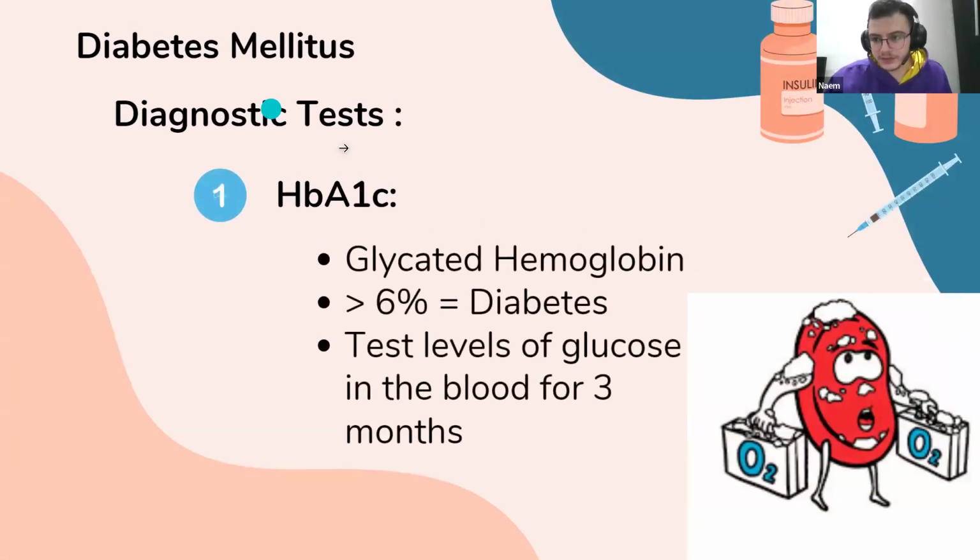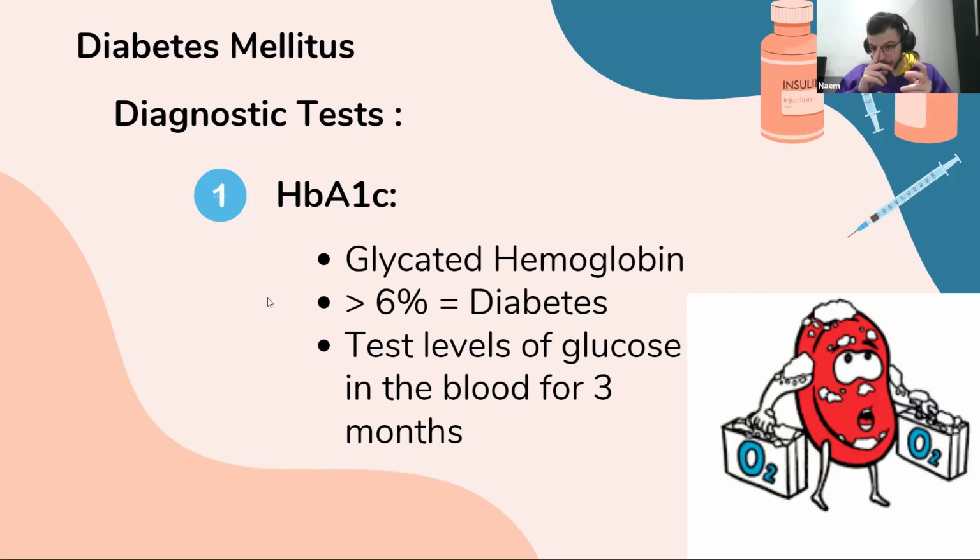Okay, so now let's talk about some diagnostic tests regarding diabetes. The first test, and the test that you need to know the most, is HbA1c, the most important test regarding diabetes. Now, why is this test very important? First of all, what is it? Basically, it's a test to know the levels of glycated hemoglobin.